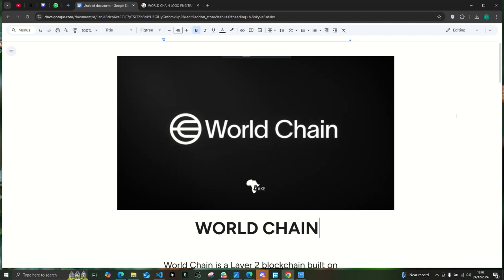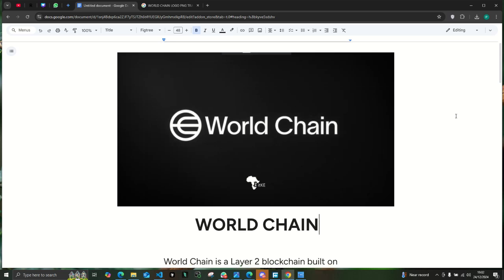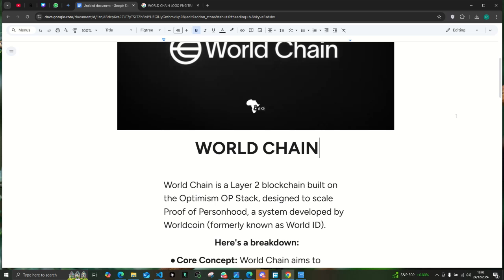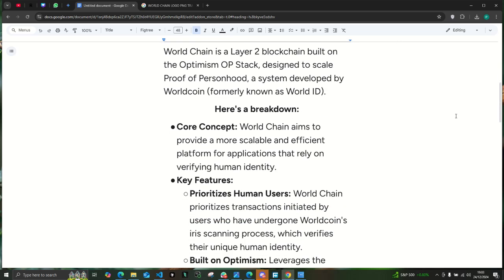What is WorldChain? We'll find out everything we need to know about it. So let's get started. WorldChain is a layer 2 blockchain built on the Optimism OP Stack, designed to scale proof of personhood, a system developed by Worldcoin, formerly known as World ID. Here's a breakdown. The core concept of WorldChain is to provide a more scalable and efficient platform for applications that rely on verifying human identity.